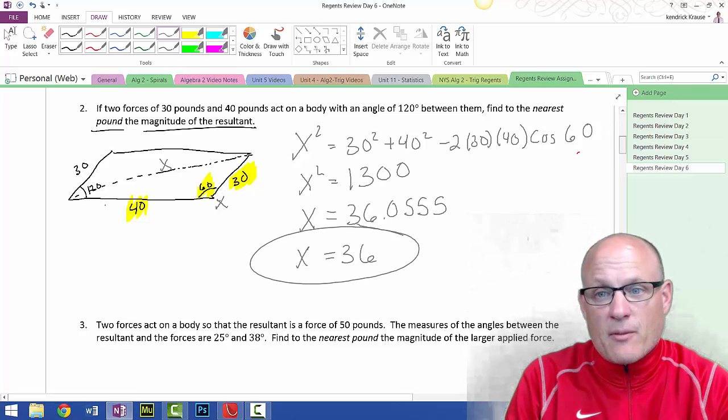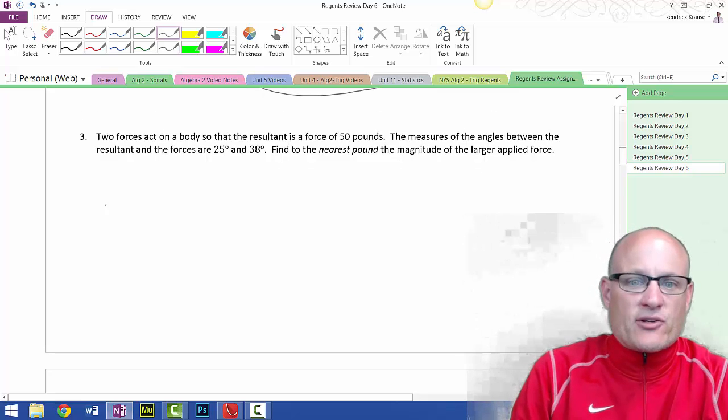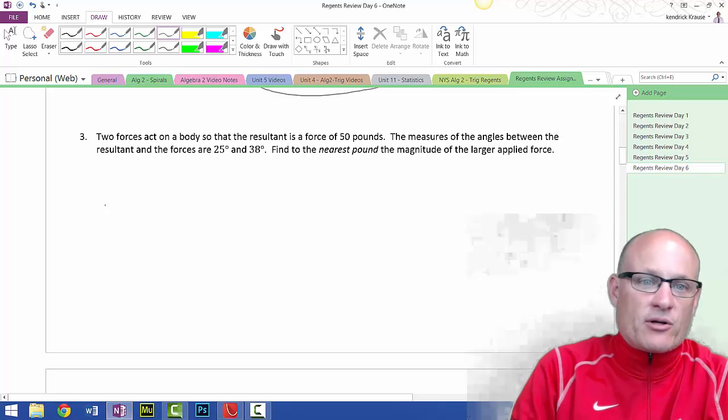This is going to be a kind of a mix of problems to do today, kids. All right. Two forces act on a body such that the resultant is 50 pounds. Oh, wait a second. Now we're going to do something a little bit different.